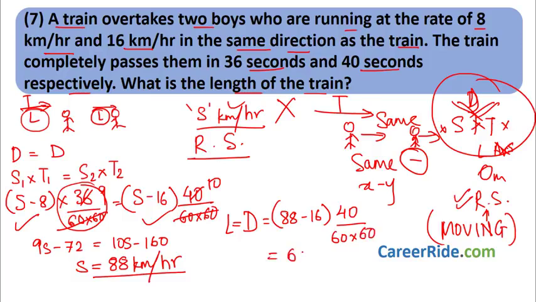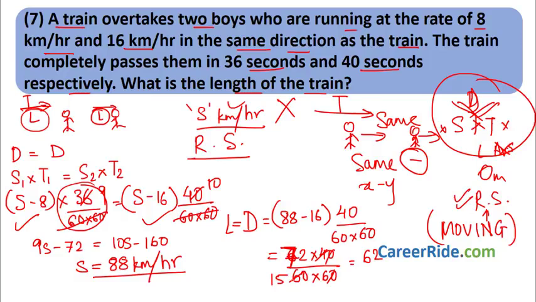What do we get over here? 62 into 40 divided by 60 into 60. This gets cancelled over here. 4 into 15. Okay, so here what do we have? No, this is not 62, this is actually 72.